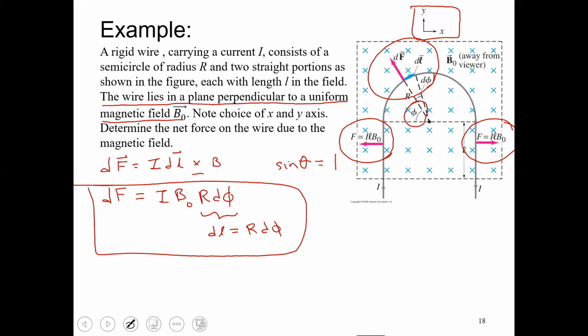So our components are going to cancel. Our x components are going to cancel. You can see that because we have symmetry, we could write a dF on this side that matches the dF I have circled right here. And the x components are going to be canceling, whereas the y components are going to add together. So our y components remain.